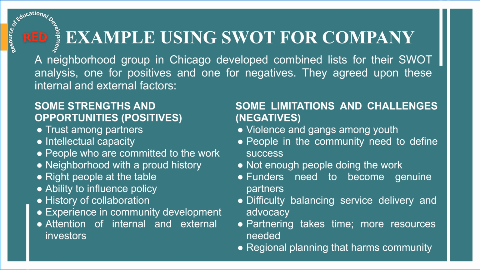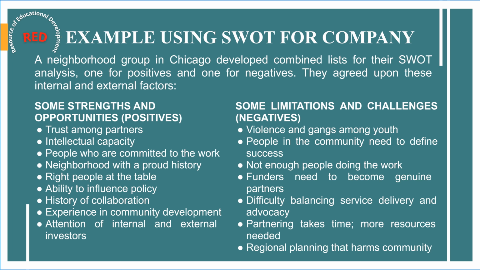More specifically, the neighborhood group knew they wanted to make improvements in certain goal areas, so they used the SWOT analysis to guide planning. One goal area was economic development and job creation. Knowing they possessed certain strengths, they developed a plan that addressed some of their weaknesses.